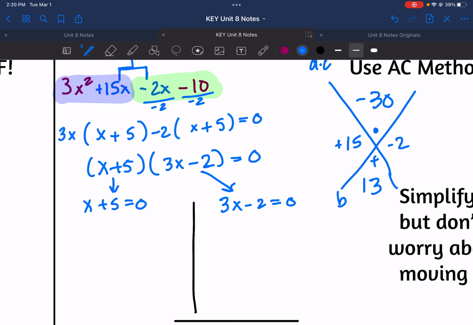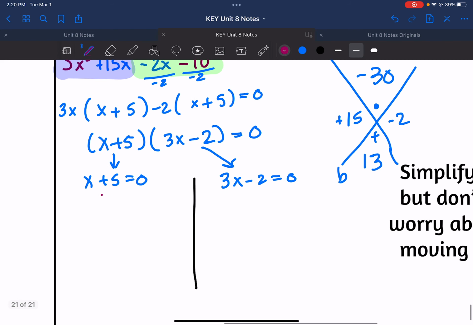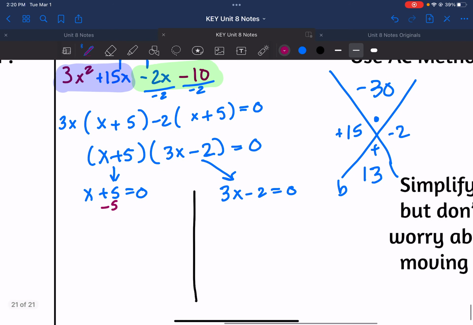And all I have to do is solve for x. And once I've solved for x, I know what my x-intercepts are. So for here, if I was to get x by itself, I'd have to subtract 5 here, and I would have to subtract 5 here. So then, bam, I have x equals negative 5. So here's one solution.